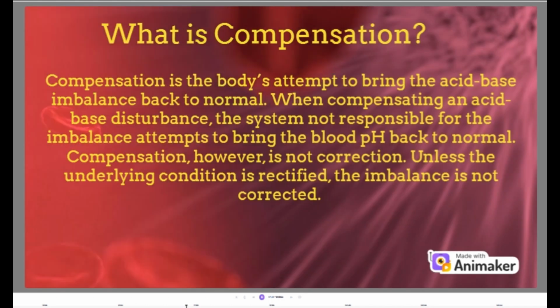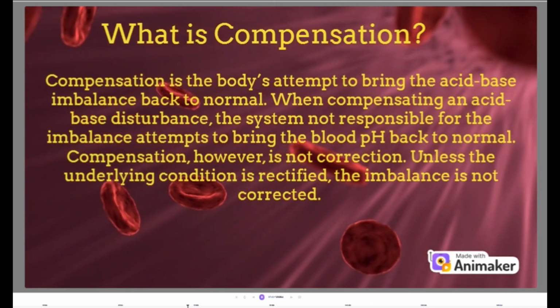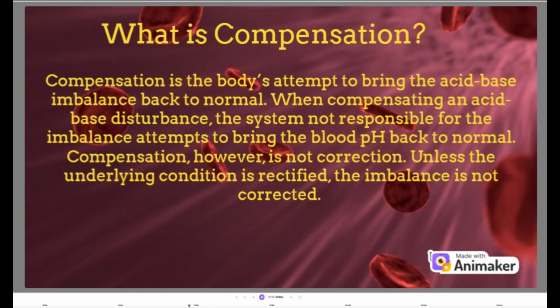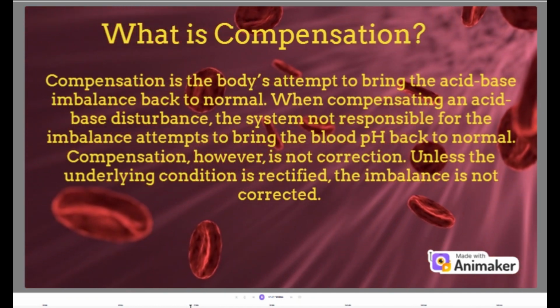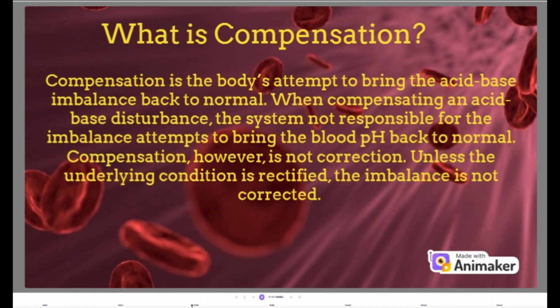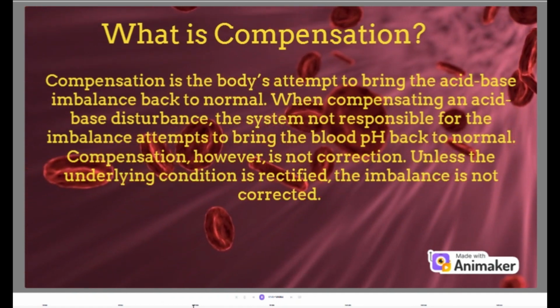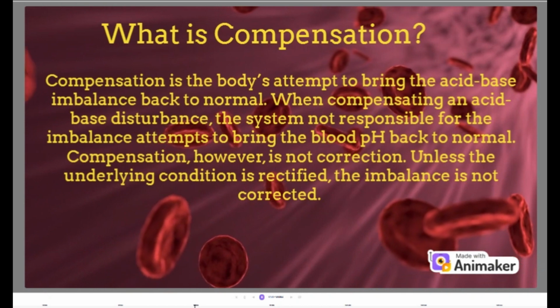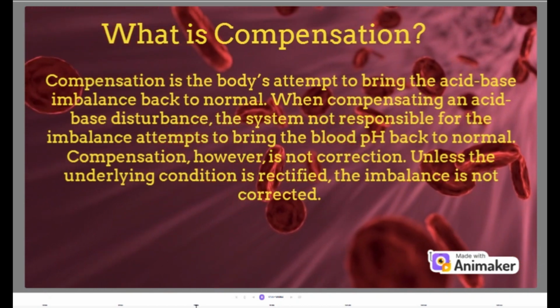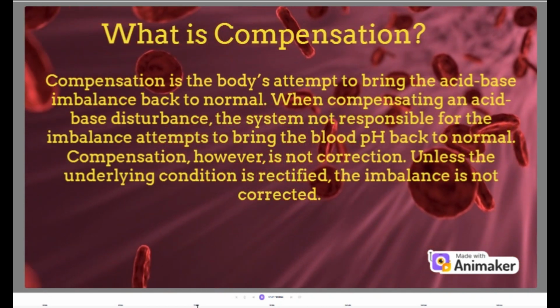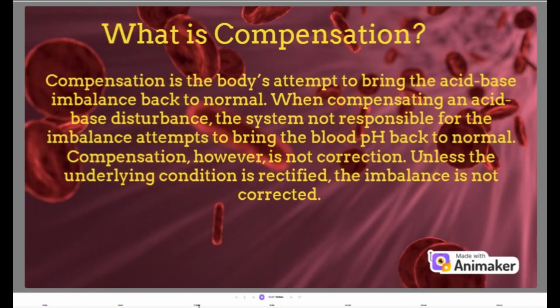What is compensation? Compensation is the body's attempt to bring the acid-base imbalance back to normal. When compensating an acid-base disturbance, the system not responsible for the imbalance attempts to bring the blood pH back to normal. Compensation, however, is not correction. Unless the underlying condition is rectified, the imbalance is not corrected.